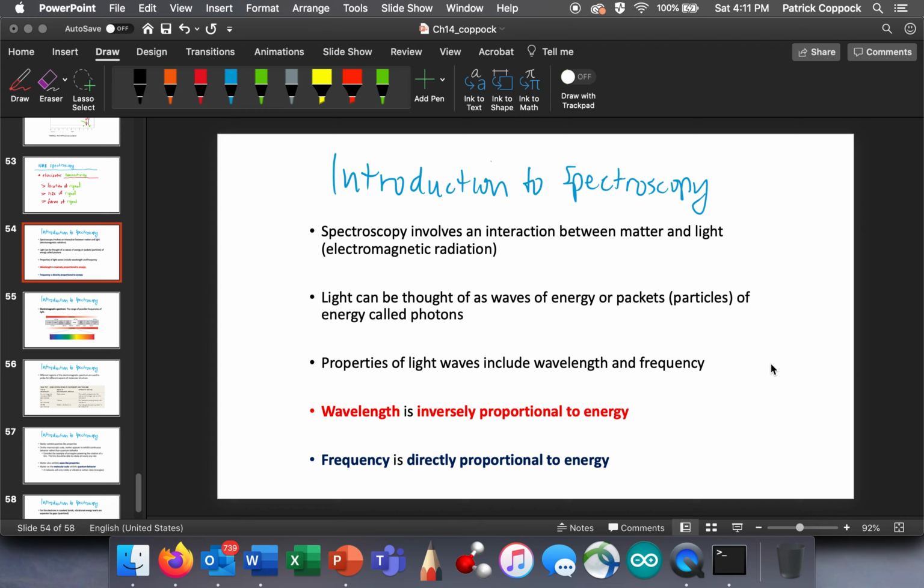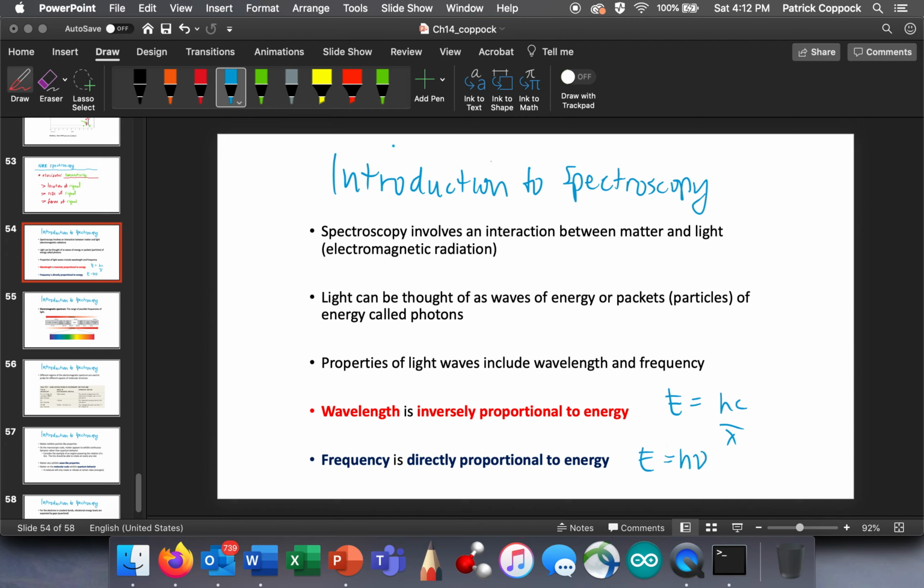So light, of course, as you've heard, can be thought of as either waves or particles. The particles are called photons, and the waves are called waves. The wavelength of the photons is inversely proportional to the energy. So we know that energy is equal to hc over lambda, which is wavelength, where c is the speed of light and h is Planck's constant. Now frequency is directly proportional to the energy, and that is h nu.